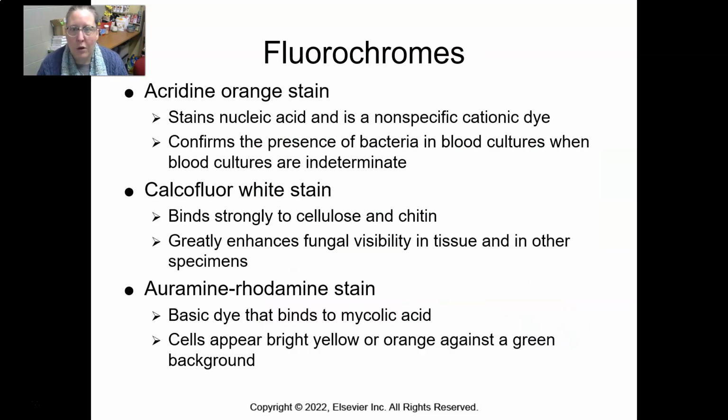The fluorochromes are acridine orange stain. It stains nucleic acid. It is a non-specific cationic dye. It confirms the presence of bacteria in blood cultures when blood cultures are indeterminate. So it just says, hey, there's some bacteria in there. Calcofluor white binds strongly to cellulose and chitin, meaning it is used to identify yeast and fungi. It greatly enhances fungal visibility in tissue and other specimens, makes it glow really, really bright. And then auramine-rhodamine stain is a basic dye that binds to mycolic acids, and the cells will appear bright yellow or orange against a green background.